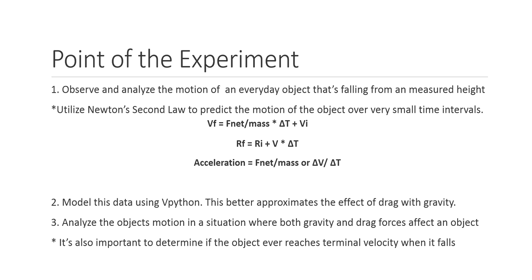part of our experiment. The second part of the experiment is to actually model this data using VPython. This better approximates the effect of drag with gravity, and we can see how the different objects with different masses will fall and how gravity will affect each of them. We should also analyze the object's motion in a situation where both gravity and drag forces affect an object, not just gravity or not just drag force. It's important to determine if the object ever reaches terminal velocity when it falls.